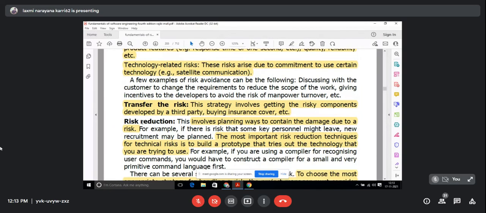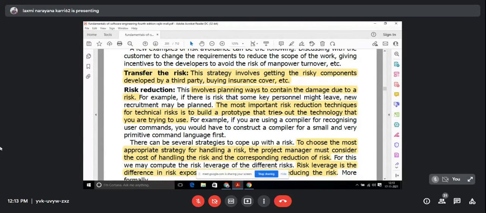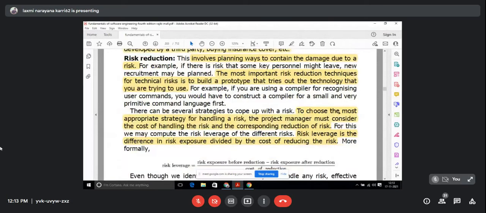And risk reduction involves planning ways to contain the damage to reduce the risk. Reduction means reducing the risk outright. The most important risk reduction technique for technical risk is to build a prototype that tries out the technology that you are trying to use. Another important risk reduction technique is to choose the most appropriate strategy for handling the risk. The project manager must consider the cost of handling the risk and the corresponding reduction of the risk.